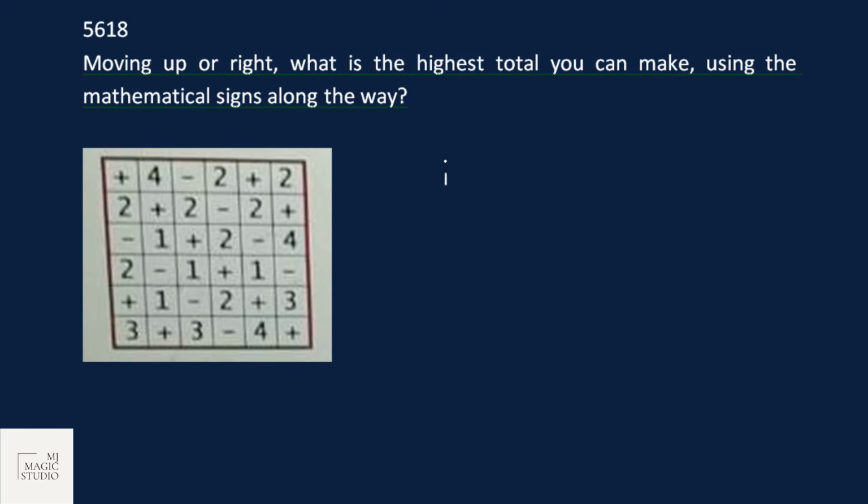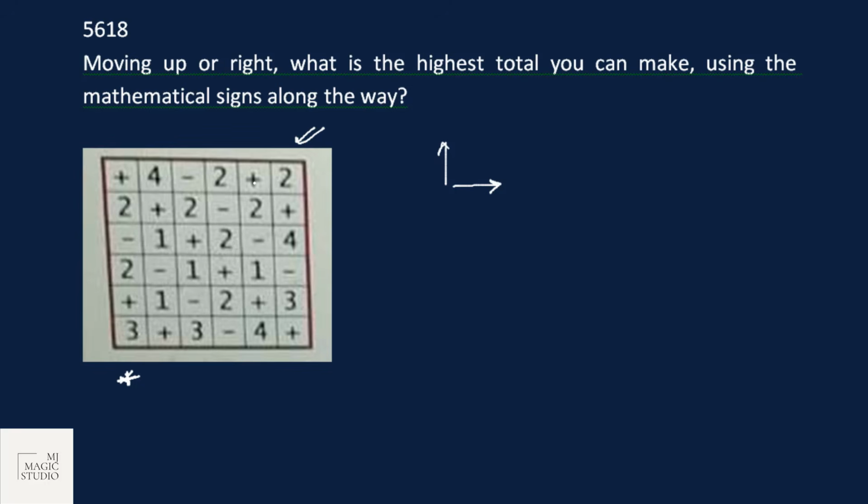Moving up or right, you can either move up or you can move towards your right. What is the highest total you can make using the mathematical signs along the way on this particular grid? Obviously, we would be starting from this point. This is 3. Now, starting from 3, either we can move up or we can move to right, or right, up, right, wherever. And we will try to reach this 2 so that we get the maximum total.